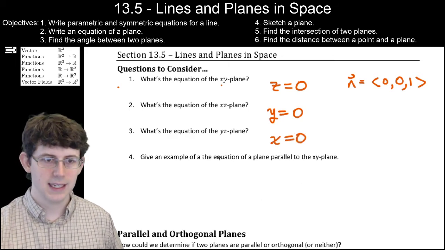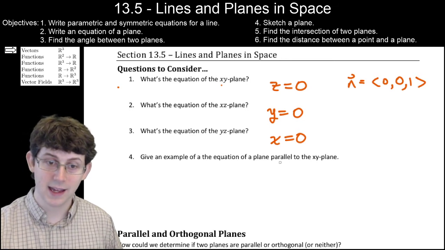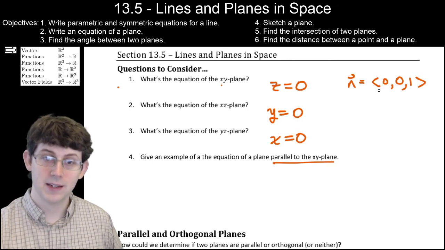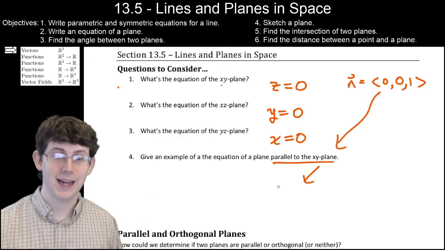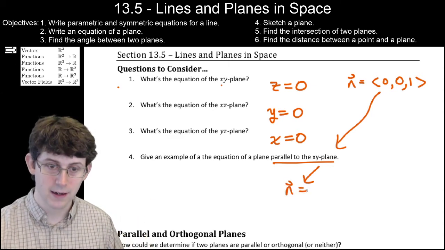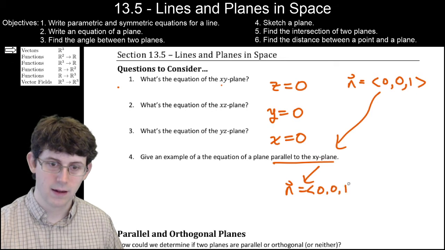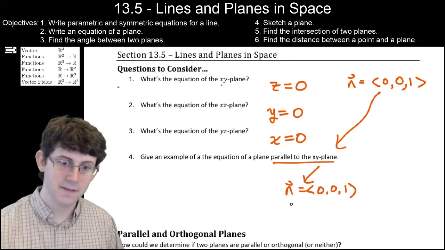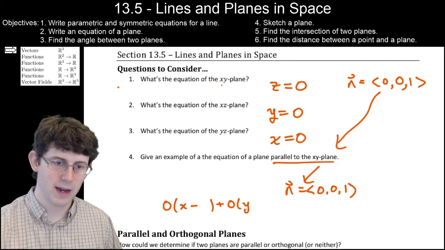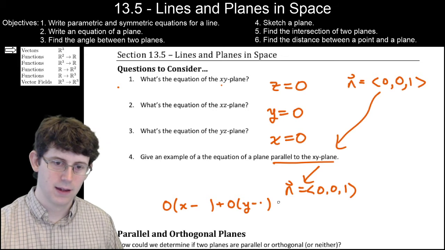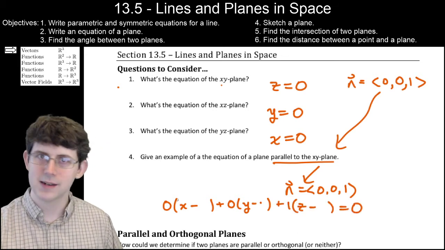Okay, let's get an equation of a plane that's parallel to the xy plane. Parallel to the xy plane means that it's going the same direction, so it has the same normal vector. So what else could you have with this normal vector? You're stuck with 0 times (x minus something), 0 times (y minus something), 1 times (z minus something) equals 0. Where are some choices that matter?